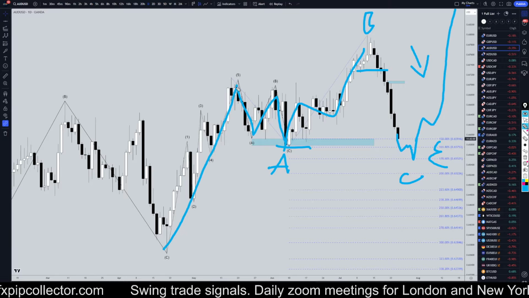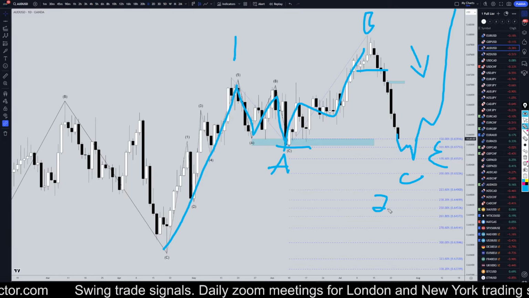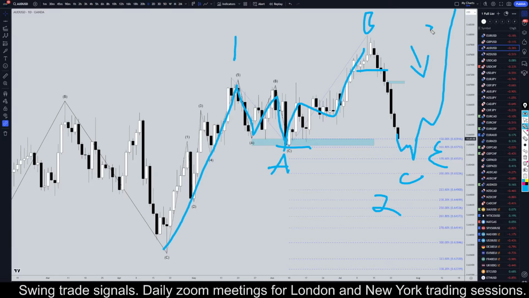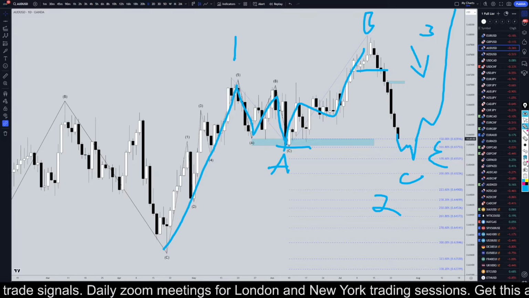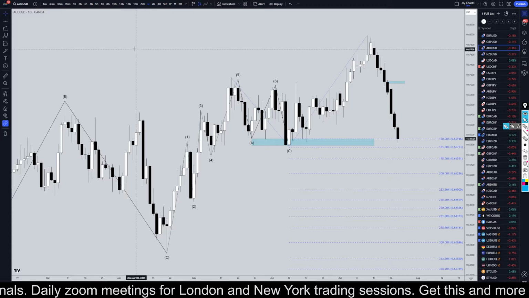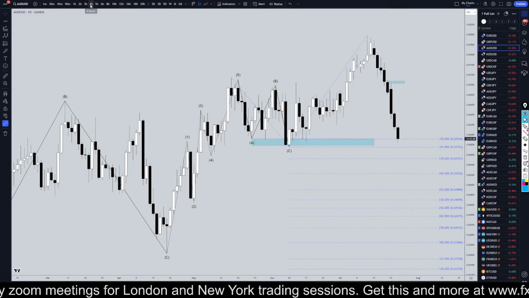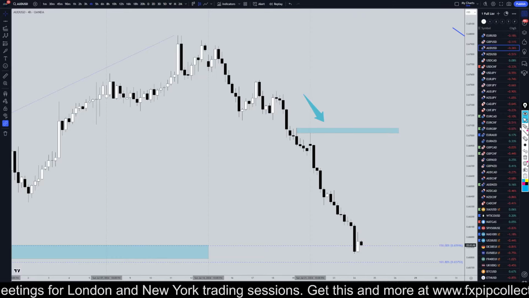I think there's a good chance this right here is a 1. This is like an expanding flat wave 2, and eventually we are going to go up for a wave 3. And we do have US dollar interest rate coming out next week, so probably a good time to make a new rally. Going down to the 4 hour time frame, I'm definitely looking for shorts.